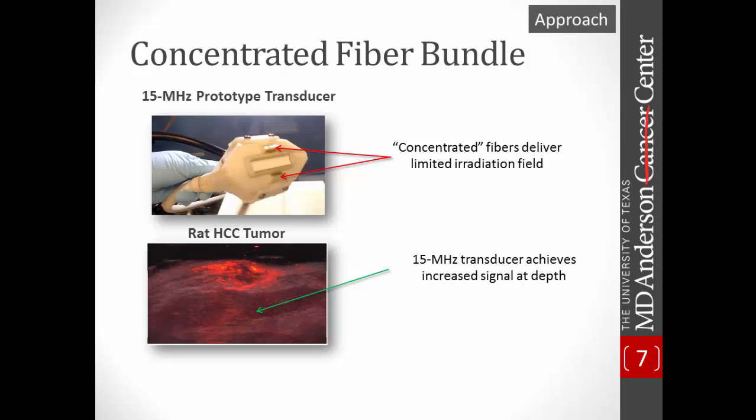It's a 15 megahertz, their rat platform, but with a concentrated fiber bundle. So it's got the same fluence, the same number of fibers as their typical array, but they're all concentrated here in the center. And what you see is the photoacoustic signal is relegated to the center third of the image. What this allows us to do is get reasonable signal at depth, which was obviously our goal.